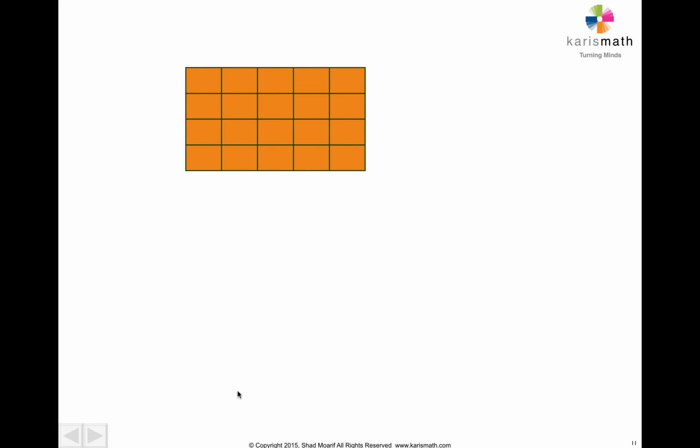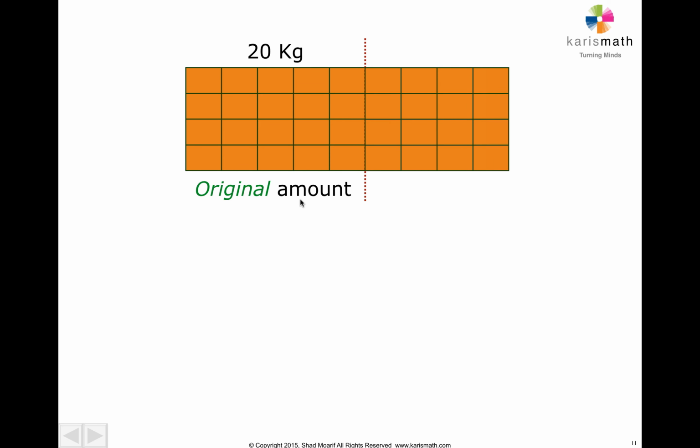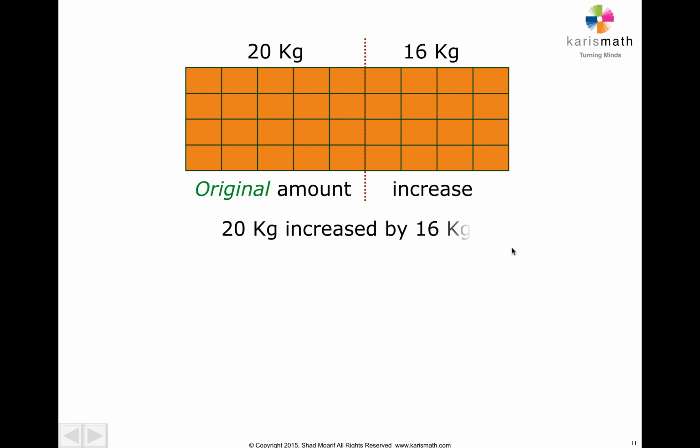One last example. Here you have 20 kilograms, which is the original amount. We add another 16 kilograms, which is the increase. We increased it by 16 kilograms. So we now get a new amount, which is 20 plus 16. So 20 kilograms increased by 16 kilograms. By what fraction did it increase?